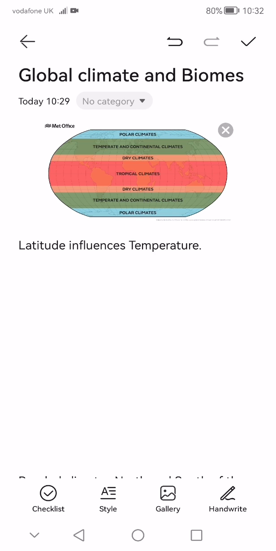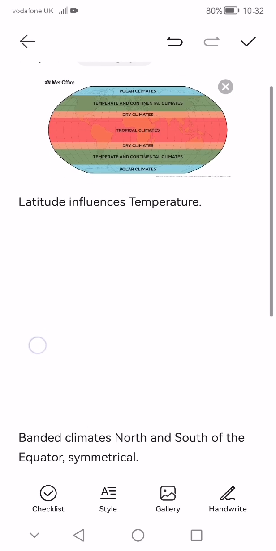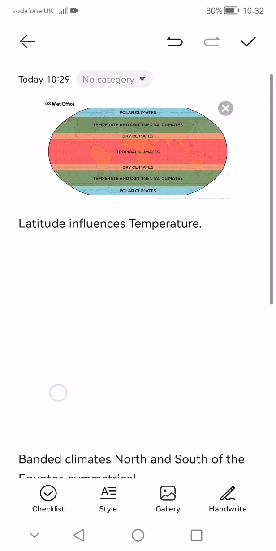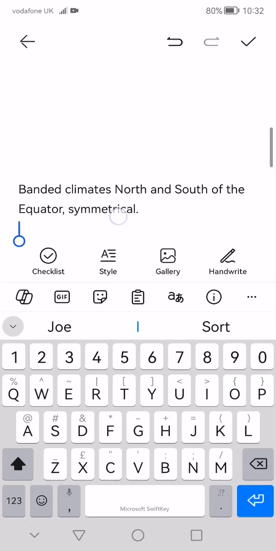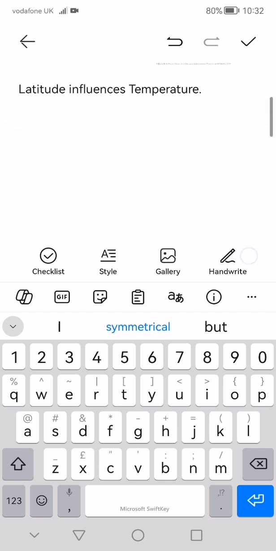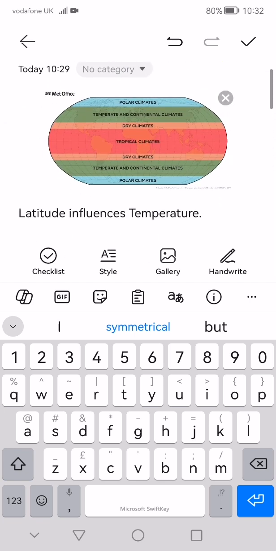So I'm going to leave that image there. If you want to pause the video, that is a really useful image. So you can see how it looks banded, how the climates are banded, like layers across the world. But there is more to this video too, because I want to put it down here. I didn't want to distract from this image that you can use. But ultimately, they are banded climates, north and south of the equator. It's called symmetrical, okay? Symmetrical because it's the same above as it is below.